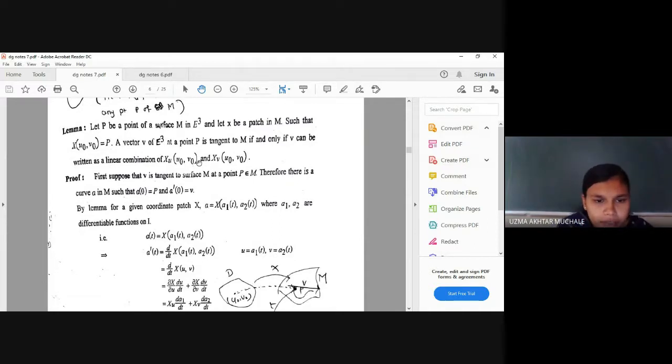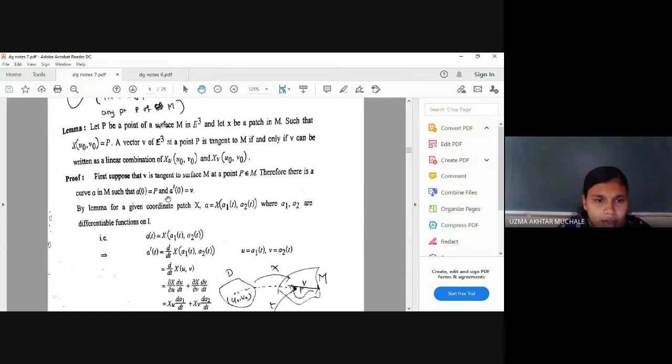First, we are provided that v is a tangent vector to the surface M at a point P. So there should exist alpha of 0 equal to some point P. Right, at the initial point it will be some point P. As we are provided, let P be any point on the surface M in the initial statement. Let X be the patch such that X of u naught, v naught is equal to P. So that's why we have assumed alpha of 0 is equal to P.